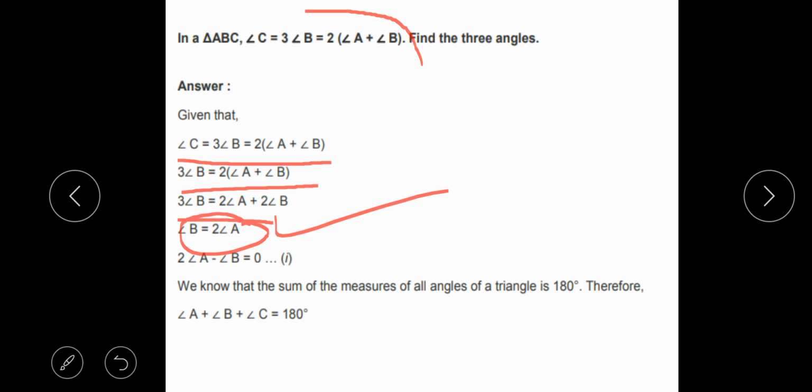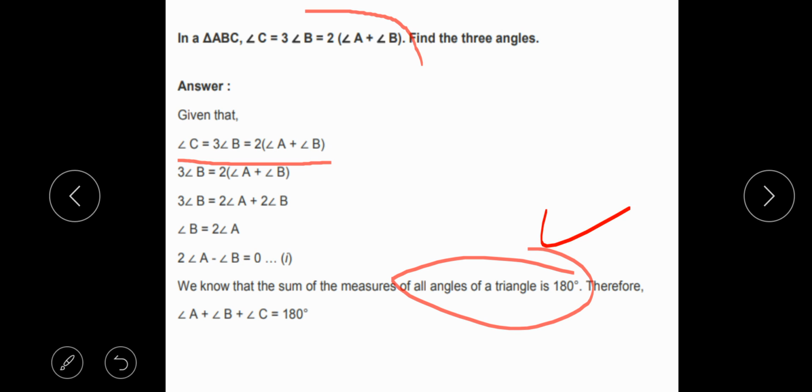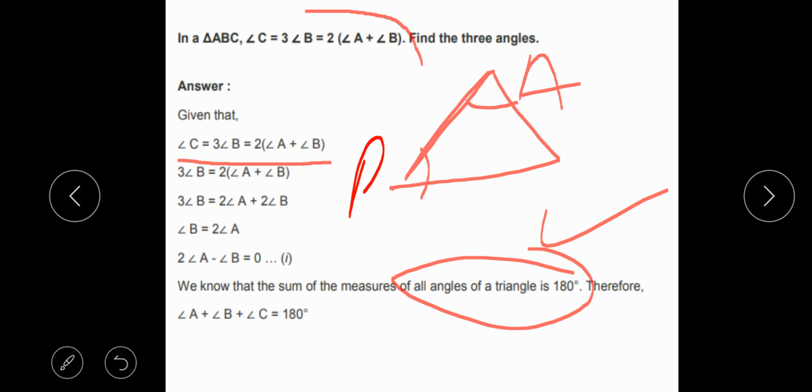Now, you can write this one as 2 into angle A minus angle B is equal to 0. Give it as number 1 equation. Now as we know, by angle sum property of a triangle, the sum of all the angles in a triangle is always equal to 180 degree. Therefore angle A plus angle B plus angle C is equal to 180 degree. Suppose you have this triangle, and this is your A, this is your B, and this is your C. Then A plus B plus C is equal to 180 degree.